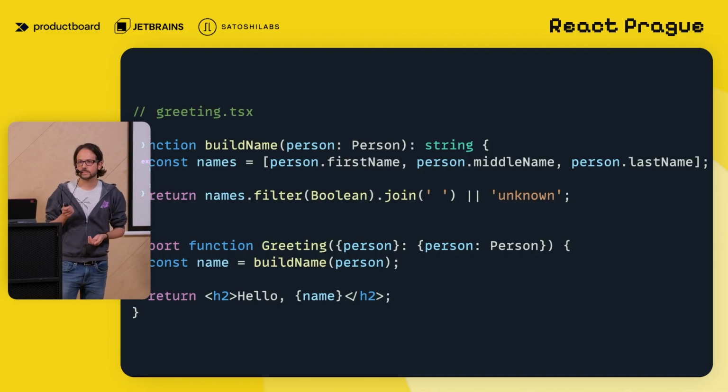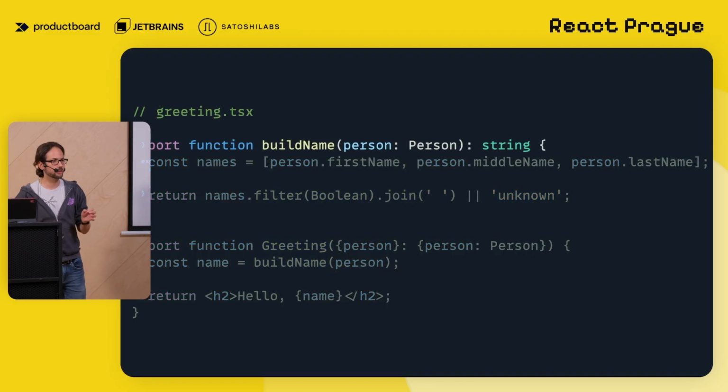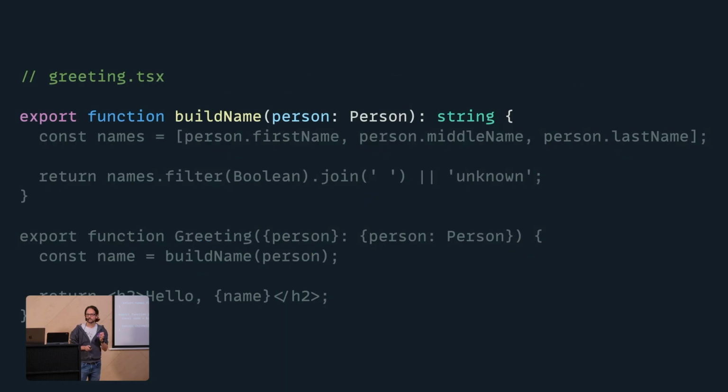But what happens if we change one tiny thing? If we add an export in front of that buildName function, then TypeScript will not report any errors, because TypeScript simply doesn't do any cross-module usage analysis. If we're exporting something, TypeScript will assume that we're using it somewhere else, and it will never report an error on that. That's also why it's called noUnusedLocals, the flag in TypeScript that catches it, but if you export it, it's no longer local.